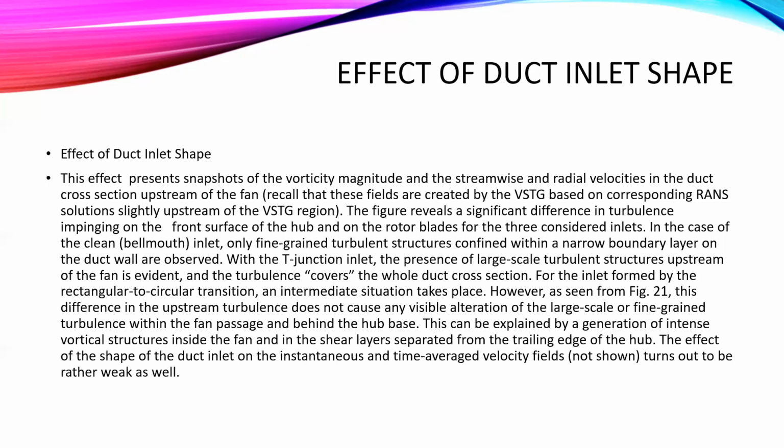In the case of the clean bellmouth inlet, only fine-grained turbulent structures confined within a narrow boundary layer on the duct wall were observed. With the T-junction inlet, the presence of large-scale turbulent structures upstream of the fan is evident, and the turbulence covers the whole duct cross-section for the inlet formed by the rectangular to circular transition.